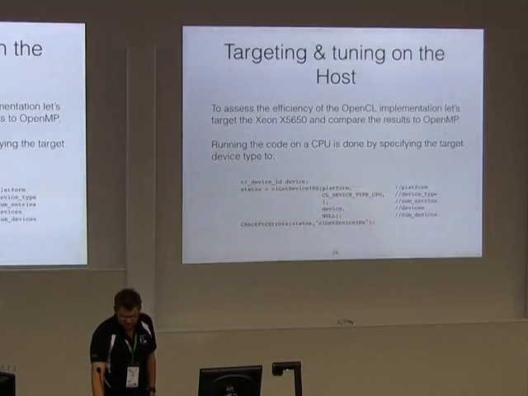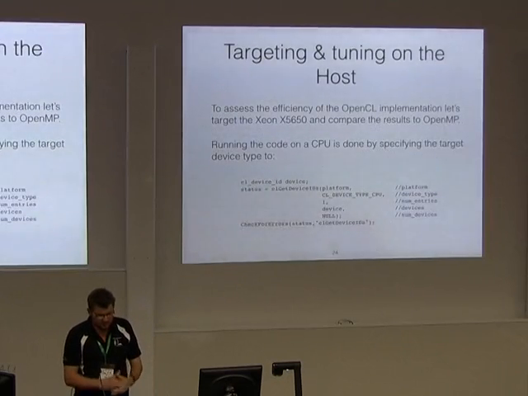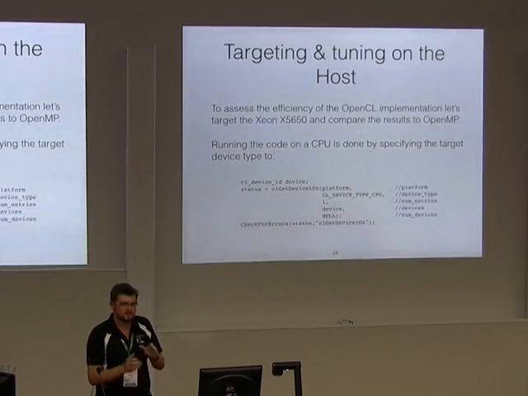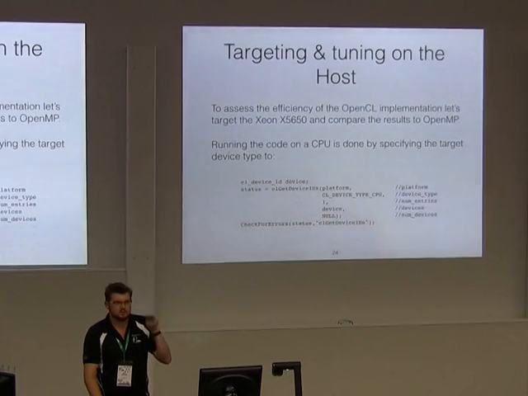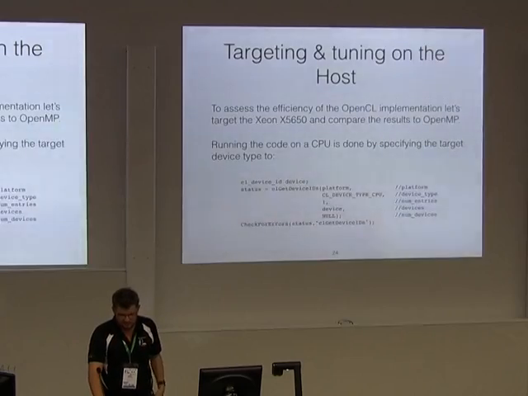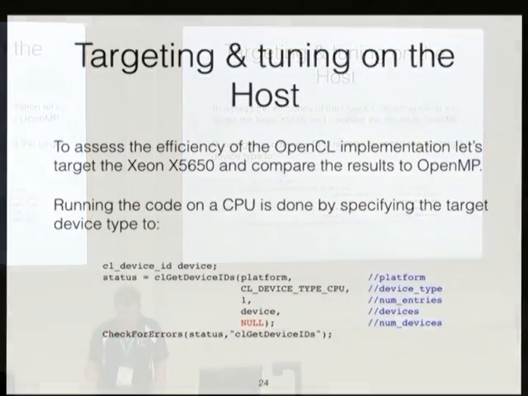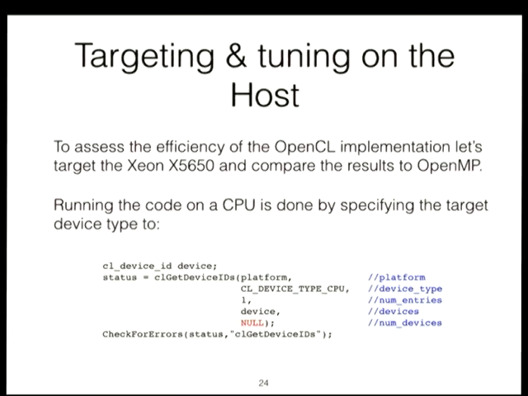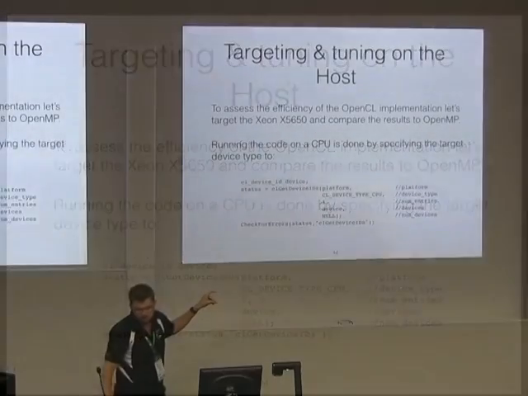Okay, so targeting and tuning on the host. Once you get all the boilerplate OpenCL stuff down, it really only comes down to about 3 lines of code you have to change to run on all these devices. To assess the efficiency of the OpenCL implementation, let's first compare against the OpenMP on the same processor. Running the code on a CPU is done by specifying the target. When we call CL get device IDs, we're only changing CL device type CPU. So we're targeting what device we're interested in.